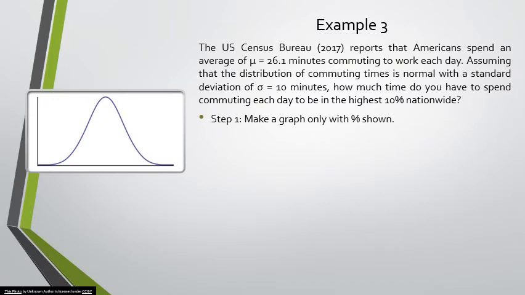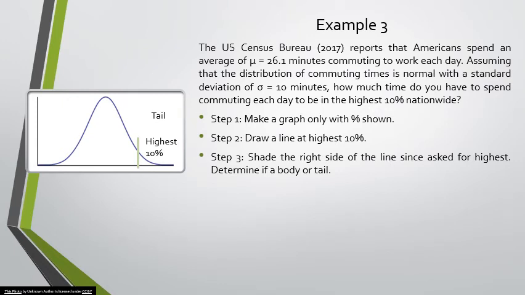First off, you make a graph only. You can show the 50th percentile or z equals 0 if you like. Next, you draw your line at the highest 10%. Again, you start on the right and you go 10%. You shade the right side of the line since you asked for the highest part, and you determine if it's a body or a tail. In this case, it would be a tail.